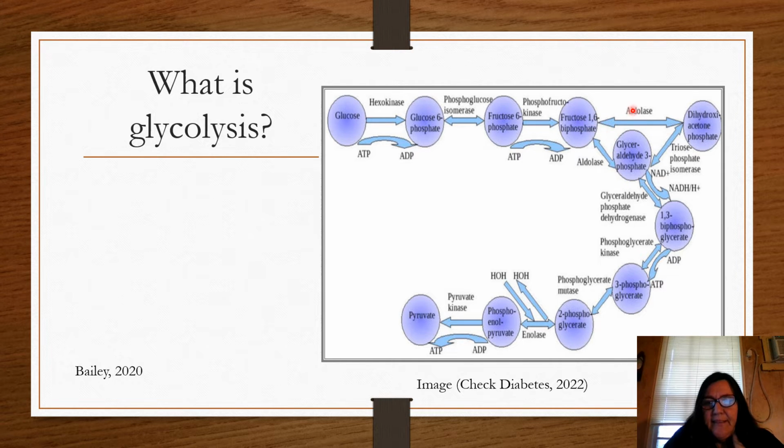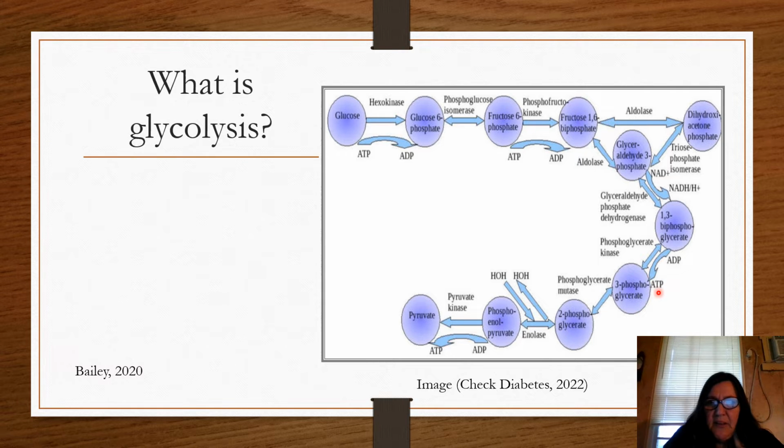And aldolase will lyse fructose 1,6-bisphosphate into glyceraldehyde 3-phosphate and dihydroxyacetone phosphate. So it cleaves off part of this molecule to form these 2 molecules here. And then triose phosphate isomerase will quickly interconvert these 2 molecules. Glyceraldehyde 3-phosphate dehydrogenase will turn this glyceraldehyde 3-phosphate into 1,3-bisphosphoglycerate. And then phosphoglycerate kinase will turn this 1,3-bisphosphoglycerate into 3-phosphoglycerate.